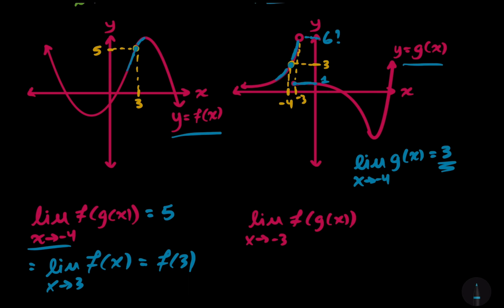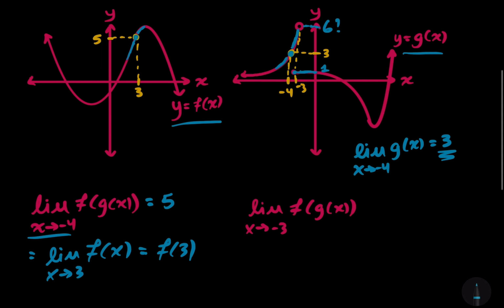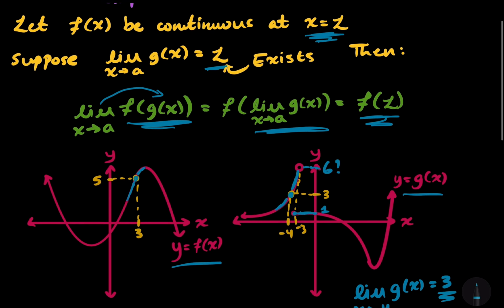If you recall, quite a while ago, we said that if the one-sided limits don't agree with each other, then we have a jump discontinuity, which is very evident from the graph. It seems like we're jumping from 6 down to 1 as x approaches -3. And so essentially, we can say that the limit as x approaches -3 of g of x does not exist.